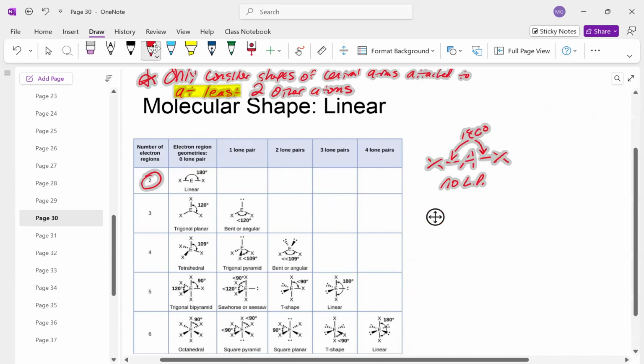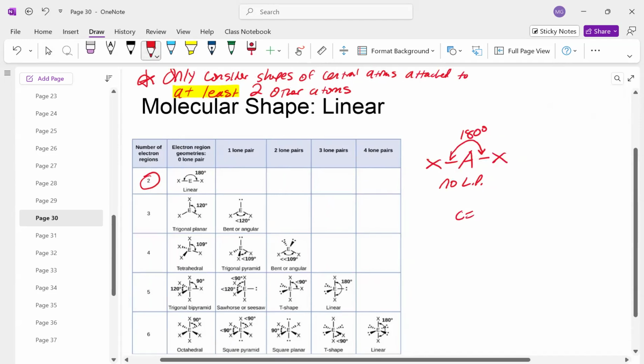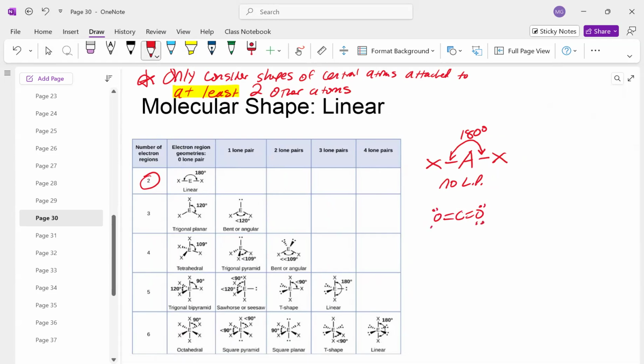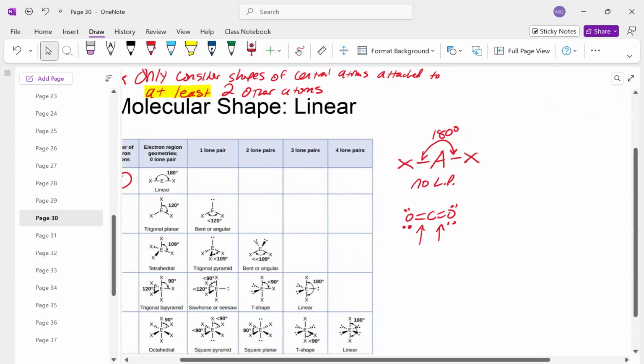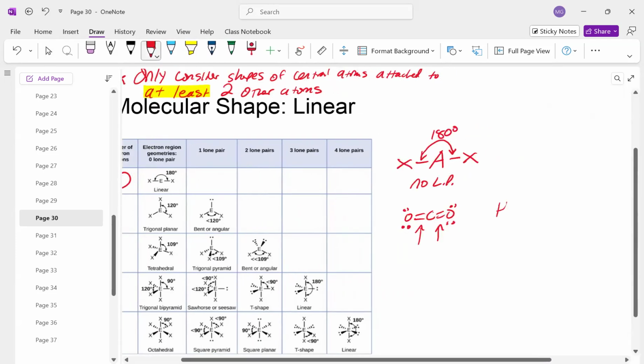So an example of this I've kind of highlighted earlier is carbon dioxide. If you look at carbon dioxide, around the carbon, there are two regions of electron density. I know they're both double bonds, but this is one region, that's a second region. So I go over to my table, I see that two regions of density, the only thing it could be is linear.